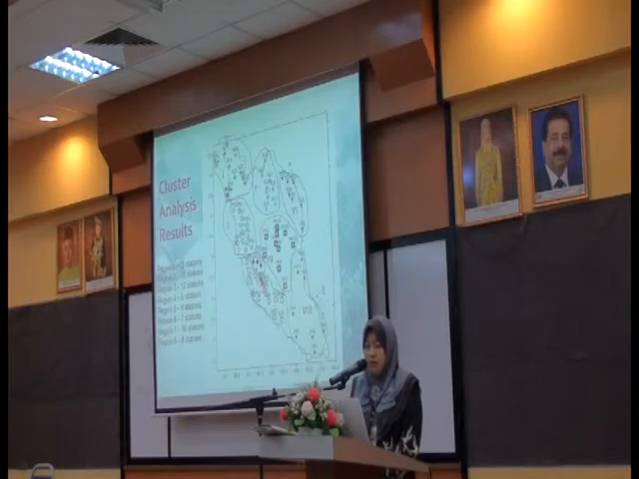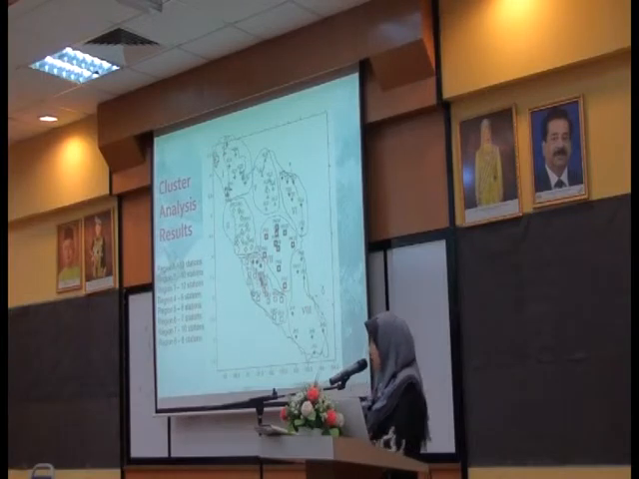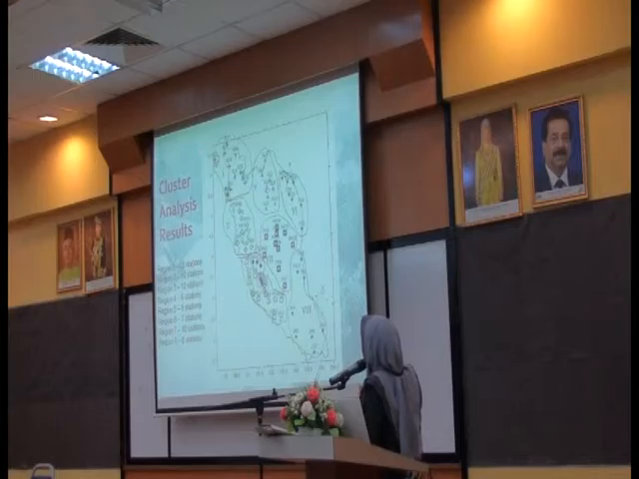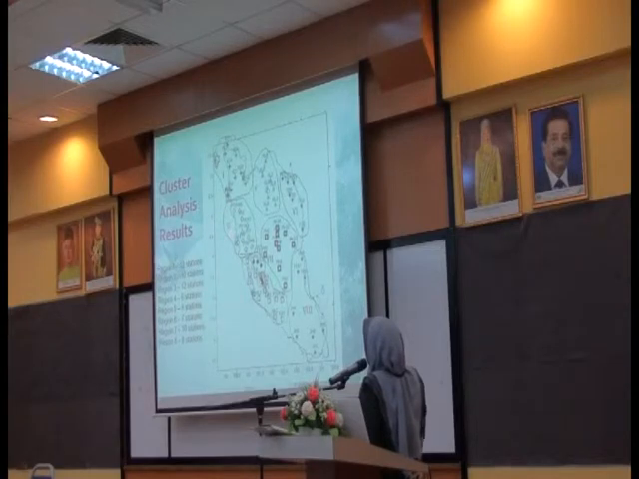We group them into 8 regions. For example, region 1 consists of 13 stations, and is located on the north here. Then we have region 2, which consists of parts of Penang and Kedah. Region 3 is here: Selangor, Negeri Sembilan, and Melaka.